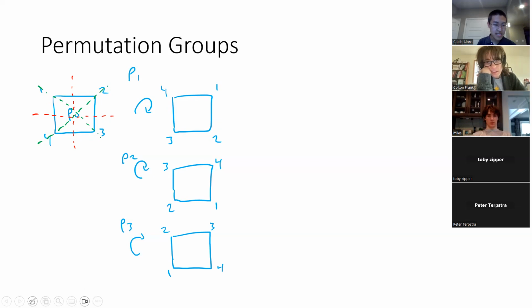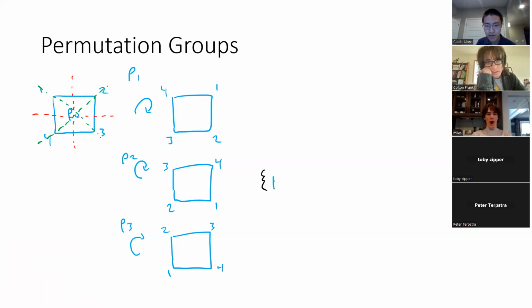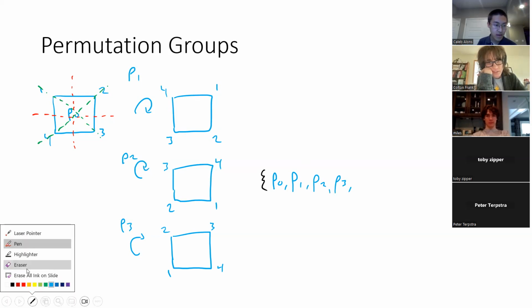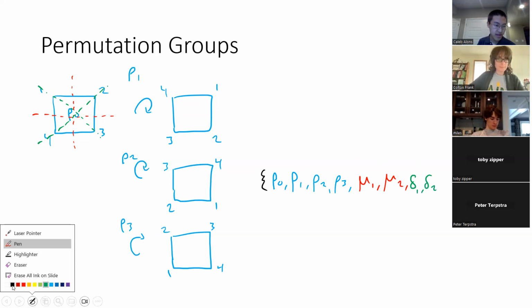And so when I compile all of these together, I have my set, my group. And there's going to be 8 total elements. So the light blue elements, these are the rotations. So here's my identity, row naught. And then row 1, row 2, and row 3. And then I have reflections, and we call those mu1 and mu2. And then we have diagonal lines of symmetry, which I can call delta 1 and delta 2. So these elements together form a group.